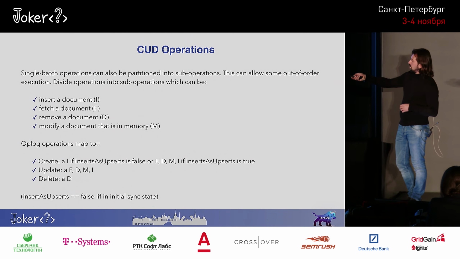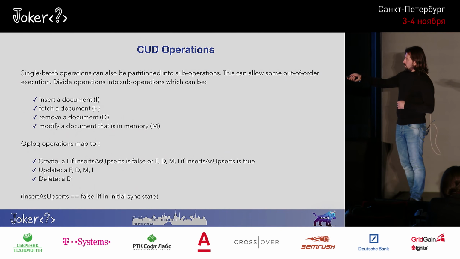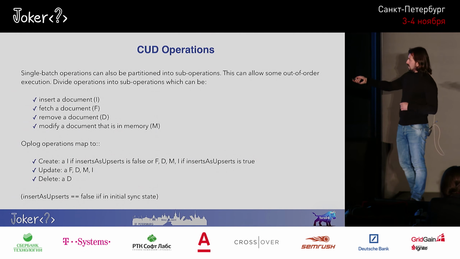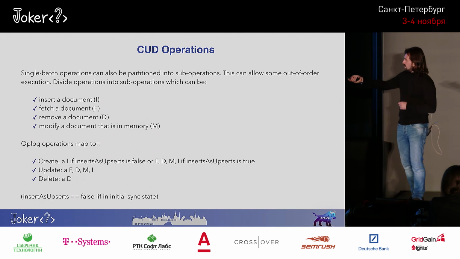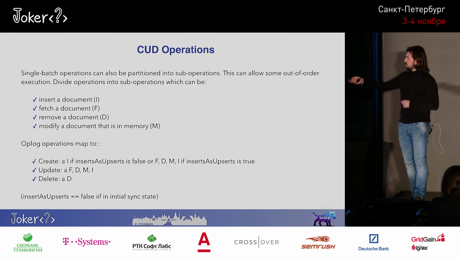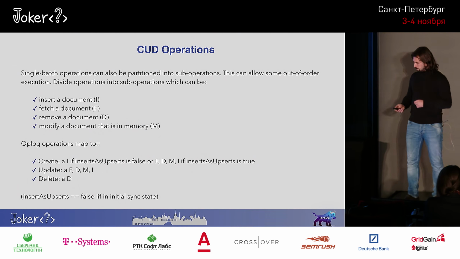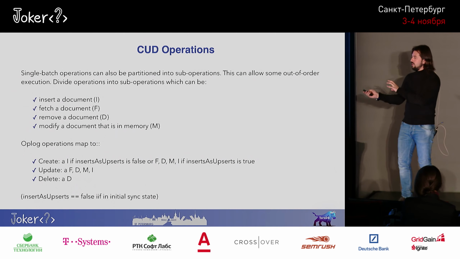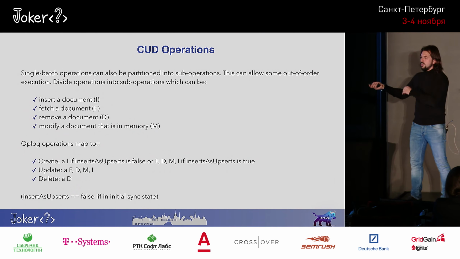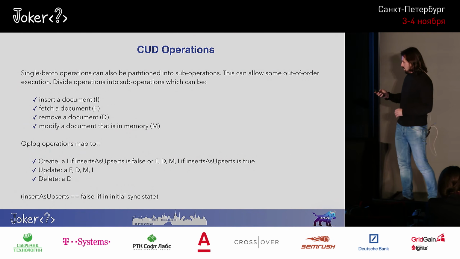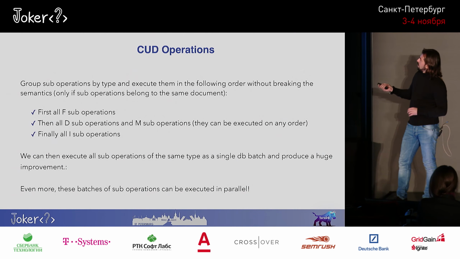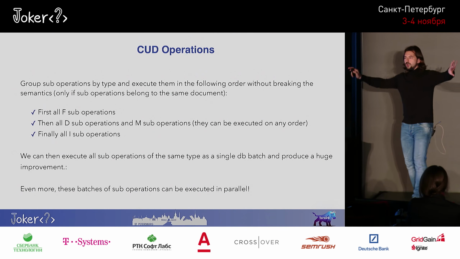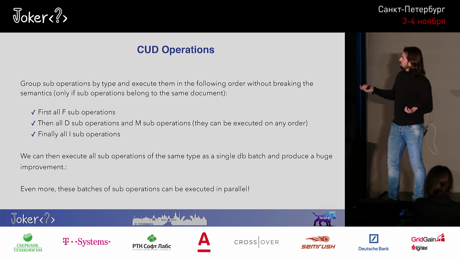So basically, create could be an insert if there is no upsert, or it could be a fetch the document, delete the document, modify the document, and insert the document if upsert is true. The same with update, which is fetch, delete, modify, and insert, and delete, which is a D. So these high-level operations can be broken down into smaller pieces. And actually, these smaller pieces, we also group them somehow, following an algorithm, then we can group them and parallelize them further. And it's basically quite simple.